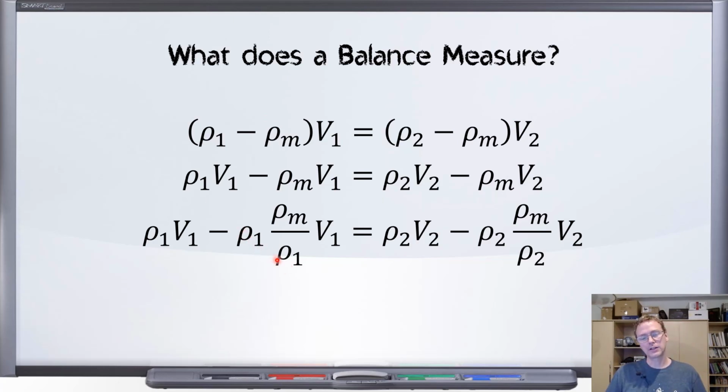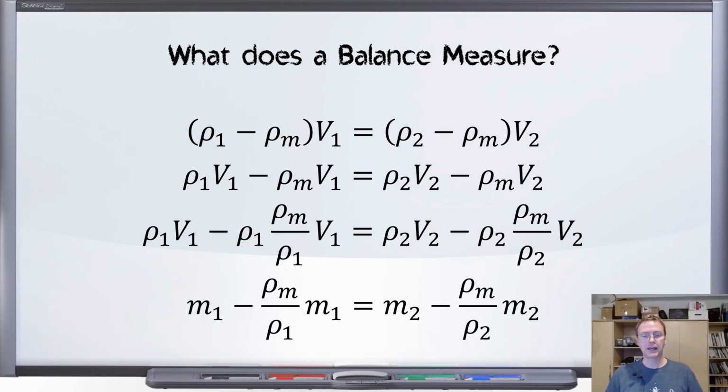What am I doing here? I want to arrange the mass of object number 1 to be in this term like it is in this term. So I'm just going to multiply by rho 1 over rho 1, so I'm not really doing anything here. I'm doing that so that I can take this rho 1 V1 and make that M1. I did the same thing over here, just so that I could get the masses out.